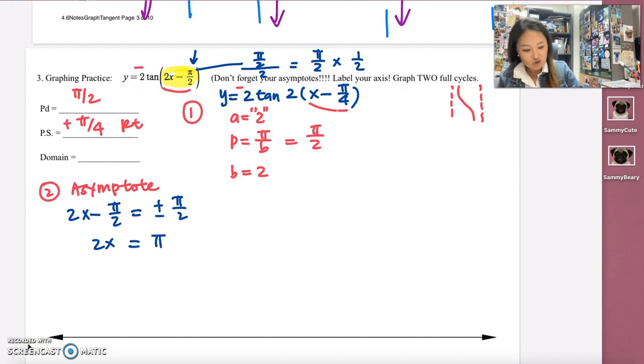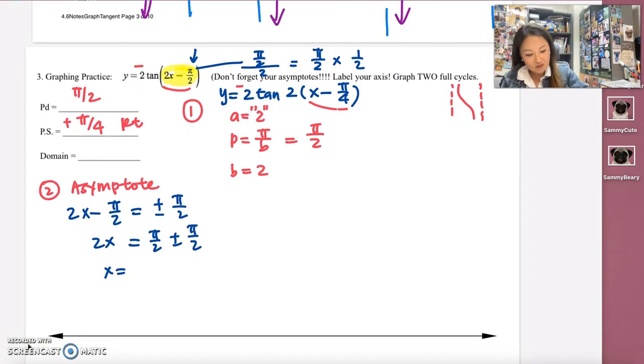Oh, you know what? I'll just show all the work, just in case: pi over 2 plus or minus pi over 2. I just added to both sides. I'm just doing algebra right here. Now, I'm going to divide everybody by 2. When I add pi over 2 and pi over 2, I get pi. What happens if I subtract pi over 2 minus pi over 2? I get 0. See if you understand those two here. That means I have 2x is equal to pi, and I have 2x is equal to 0.